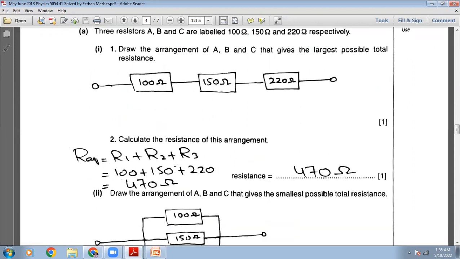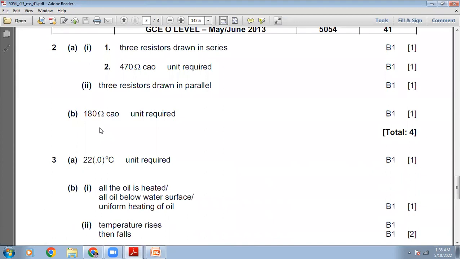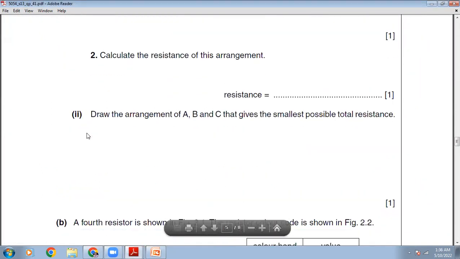And then the question is to calculate the resistance of this arrangement. You just add them up. So 100, 150, and 220, the total resistance will be 470 ohm. So this is how you will show these two parts. So let me show you. So our answer is right. Okay.